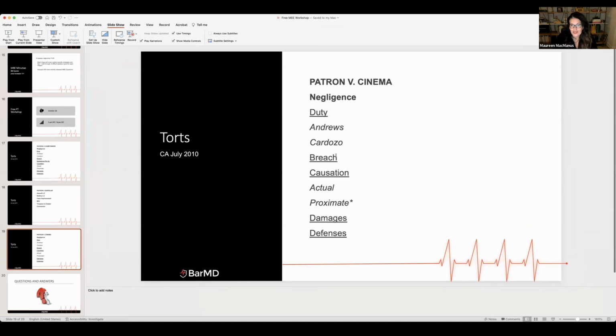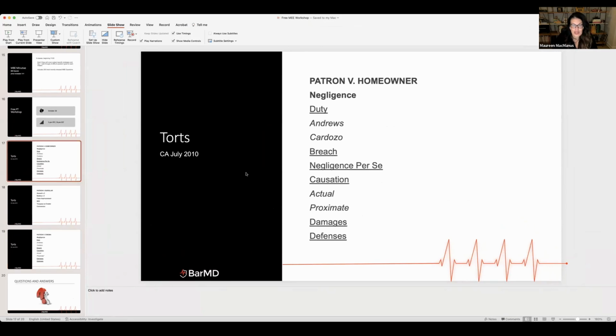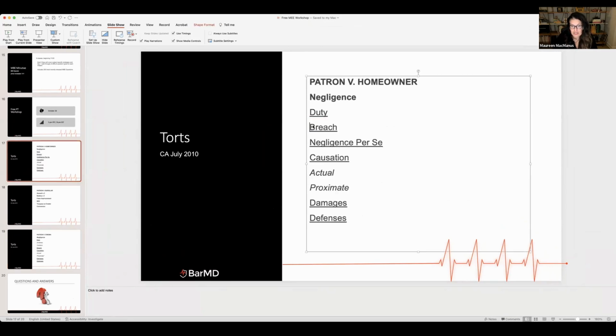So when I list all those issues, this is my skeletal outline. I'm like, I don't have time to do all of this. I know that I don't have time. So I'm not going to break down Andrews and Cardozo. I might not even do regular duty and breach, depending on the person. I might just go into straight negligence per se, but it might not work here. So it's a little bit tricky. Causation, actual approximate, damages, defenses. I might not break down causation into actual and proximate. You still give the rules and you do a paragraph on actual, a paragraph on proximate, but it's just a little bit easier than breaking them apart. That always takes a little bit longer.